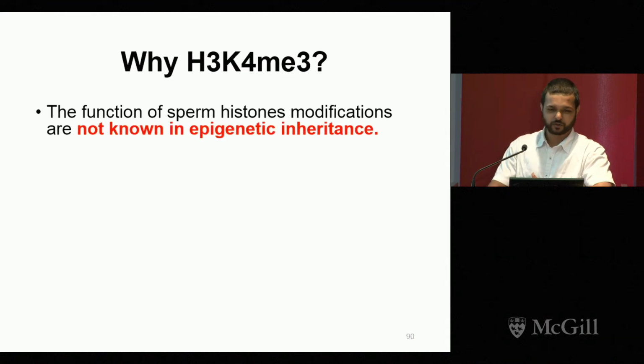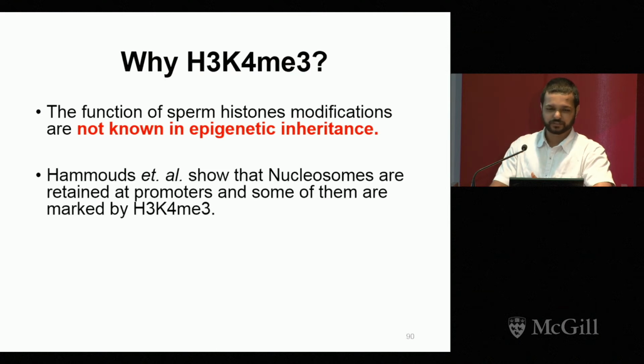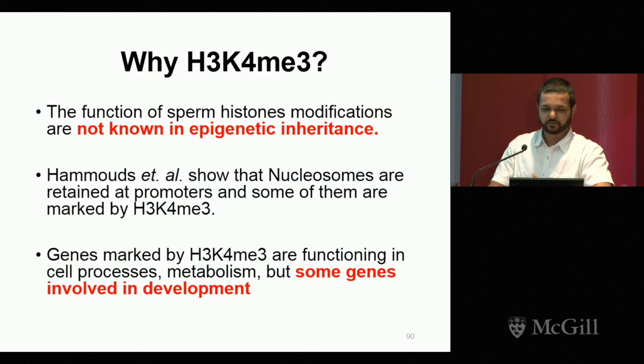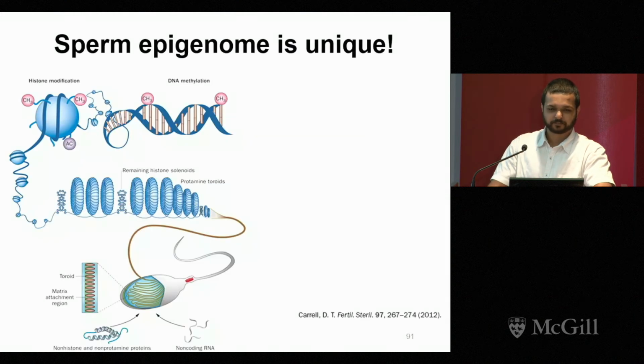The function of sperm histone modifications in epigenetic inheritance is not known yet. Hammoud et al. showed that nucleosomes are retained at promoters, and some of them are marked by H3K4 trimethyl. Also, the genes marked by H3K4 trimethyl function in cell processes, metabolism, or even development.